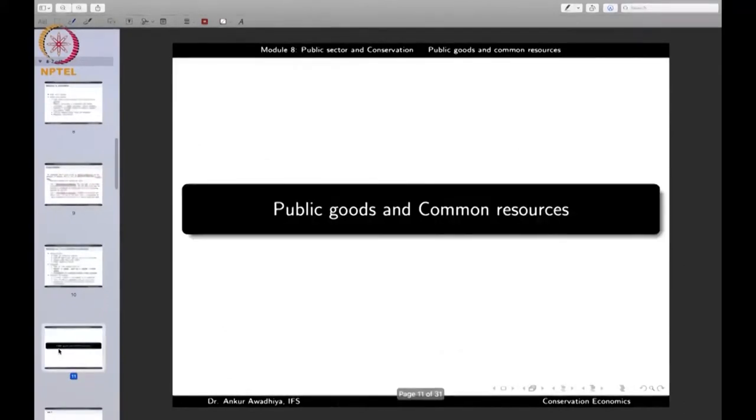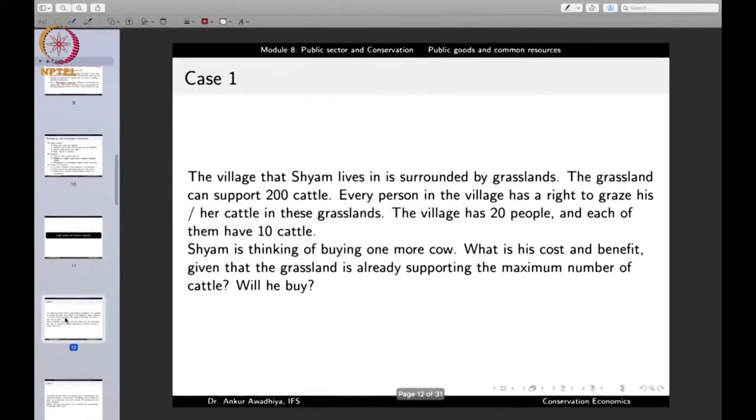Another kind of goods are public goods and common resources. So let us look at this case. The village that Shyam lives in is surrounded by grasslands. The grassland can support 200 cattle. Each person in the village has a right to graze his or her cattle in these grasslands, which means that there is no private property as far as grasslands are concerned. Any person can take their cattle to the grasslands for grazing.